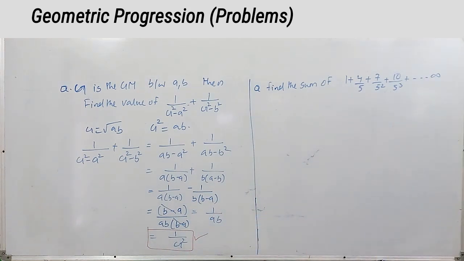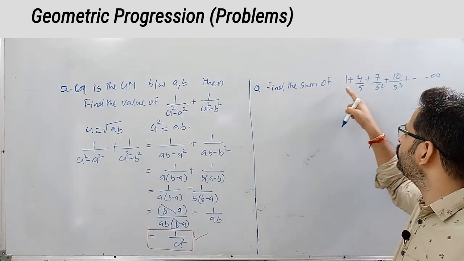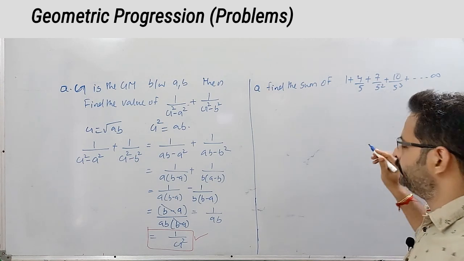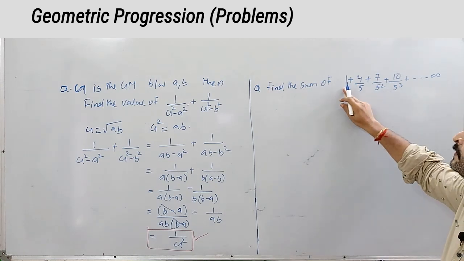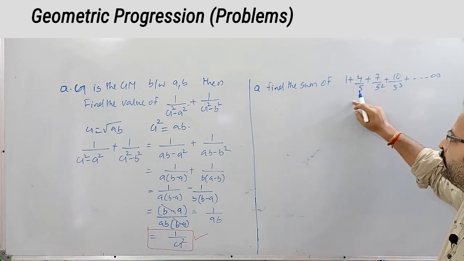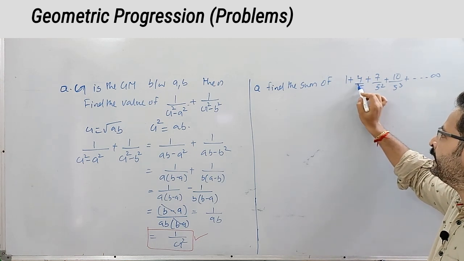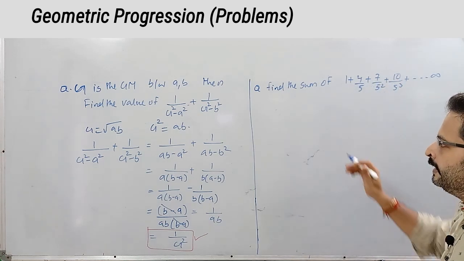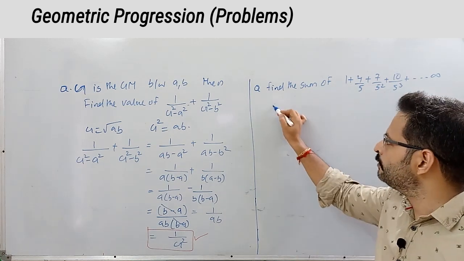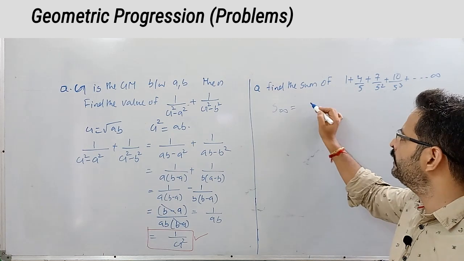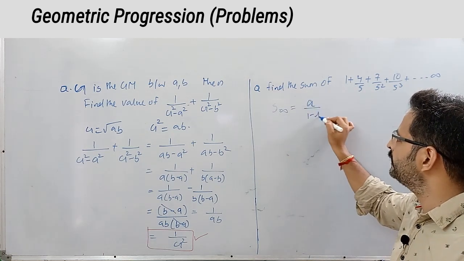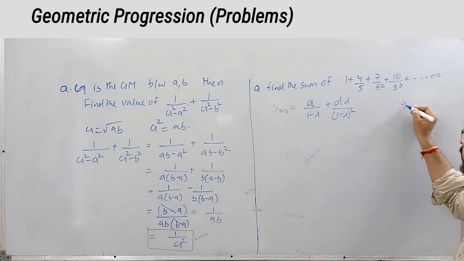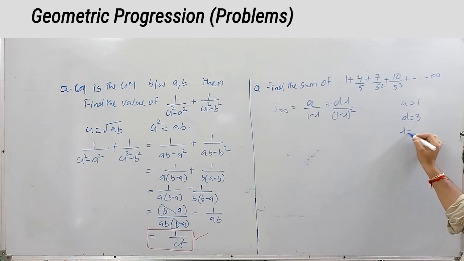Now consider the next question. Find the sum of 1 plus 4 by 5 plus 7 by 5 square plus 10 by 5 cube plus etc. up to infinity. Look at the question. First term 1. Second term is 4 by 5. We know that the numerator is increasing by 3 and the denominator by 1 by 5. Consider this as an AGP series. Then the sum of infinite terms of an AGP series equals A divided by 1 minus R plus dr divided by 1 minus R the whole square. We can take A equal to 1, D equal to 3 and R equal to 1 by 5.